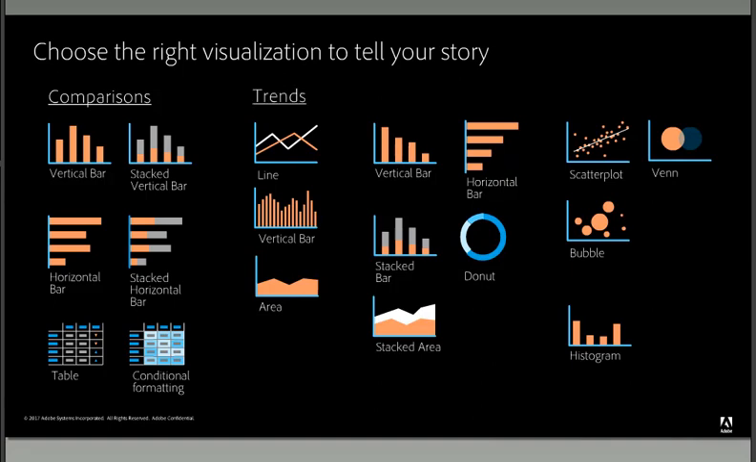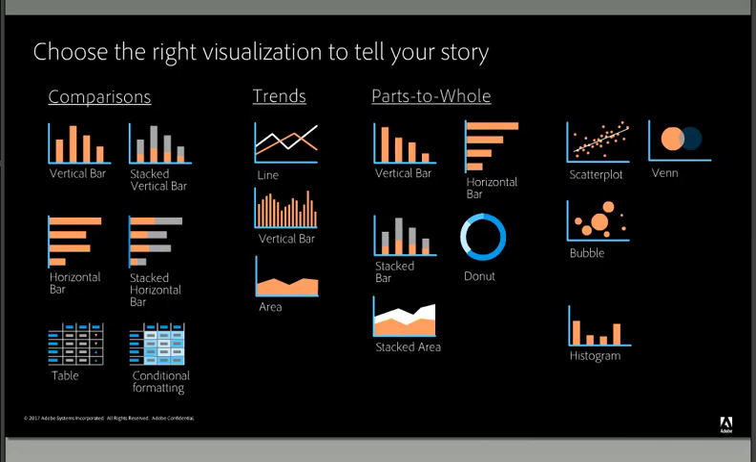Next up, we have trends. This is a really simple set of trending visualizations that you can use, like line charts, vertical bar charts, and area charts. Each of those is available to you within Analysis Workspace and is a very easy way to quickly identify how data is trending over time.